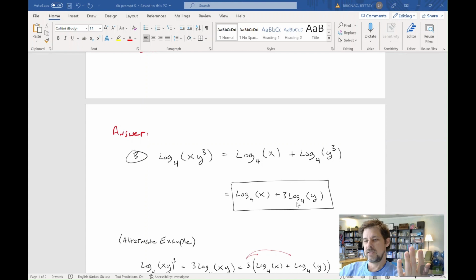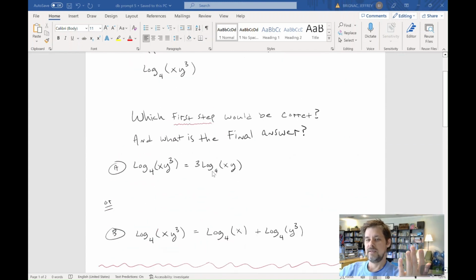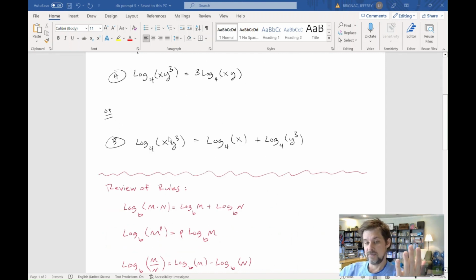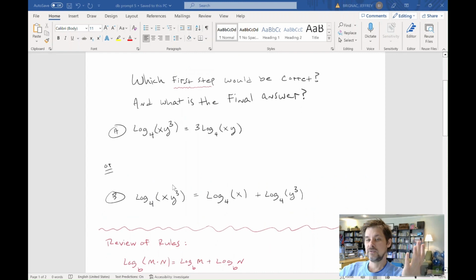The reason why A is not correct is because it's not the case with this, the way that it is, that the exponent of 3 applies to both the x and the y. With this rule here where it says log base b of something m raised to a power, it's not true that the thing that's in here has the power of 3. The y does, but the x doesn't. So that's why A wouldn't be the correct way to proceed.